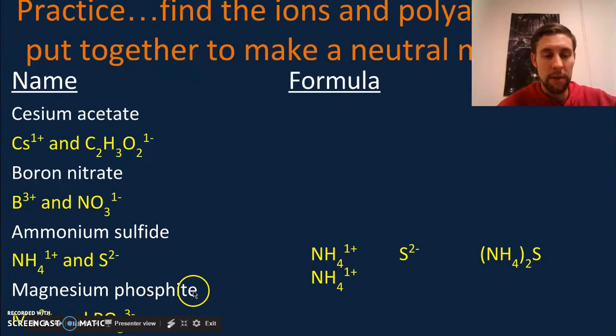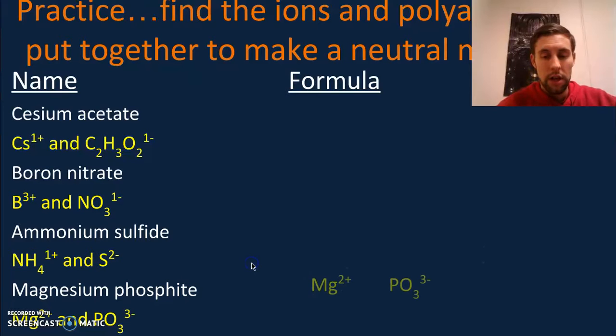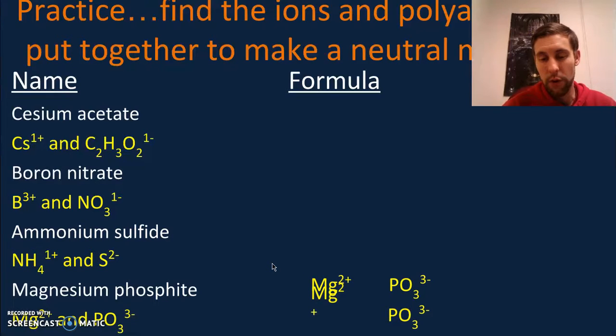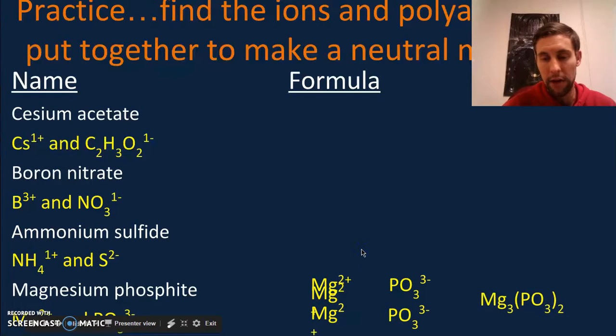2 plus on magnesium, 3 minus on phosphite. So when we put them together, we need to have a more positive to start with, so we add more magnesium. Another phosphite. Now we got 6 negatives, only 4 positives, so add 1 more magnesium in there. Total of, now we got 6 plus and 6 minus, so they add together to get our final thing of Mg3(PO3)2.